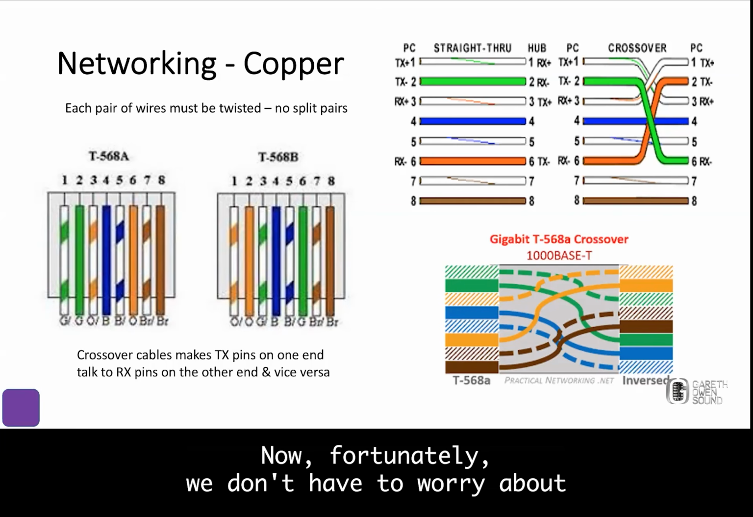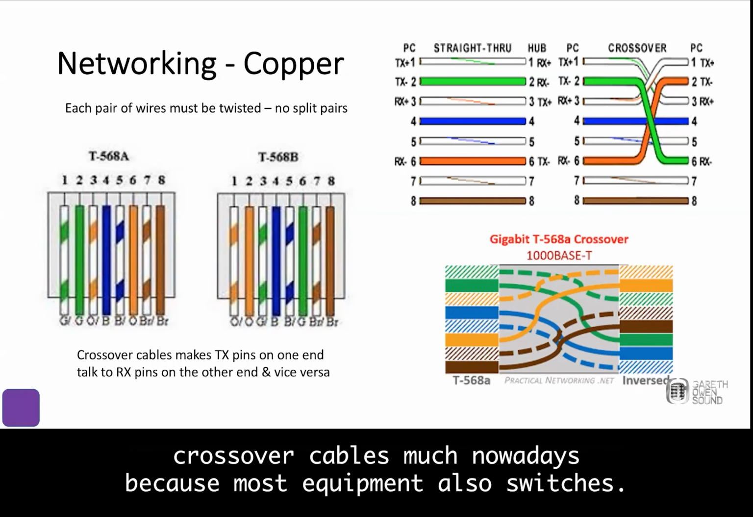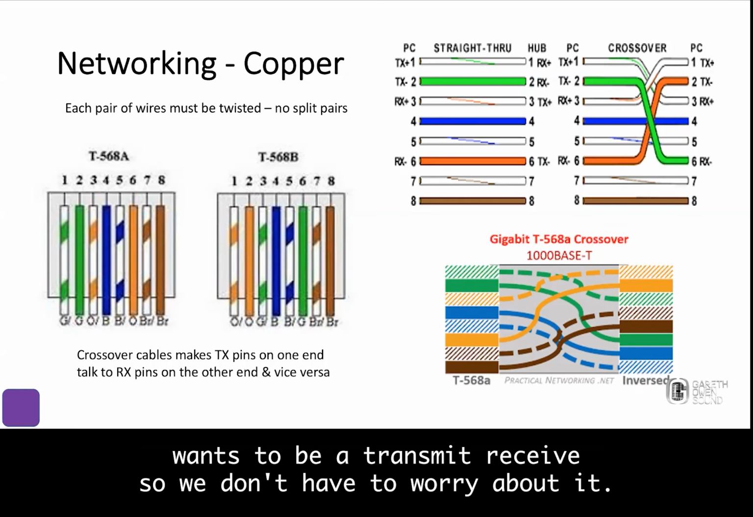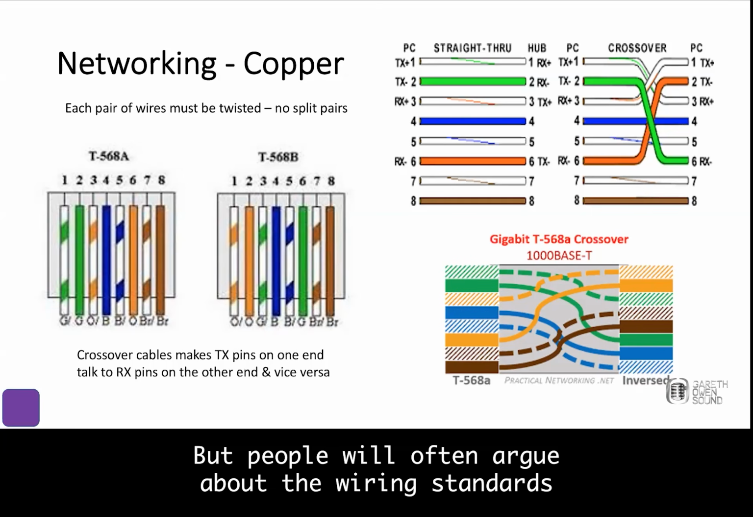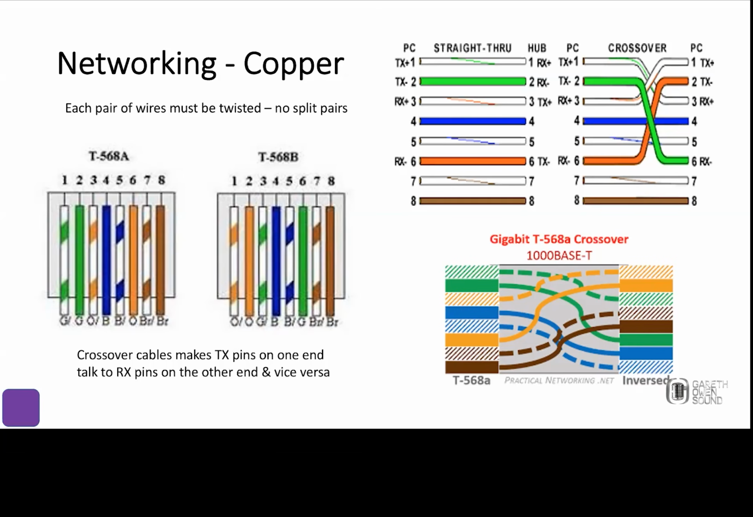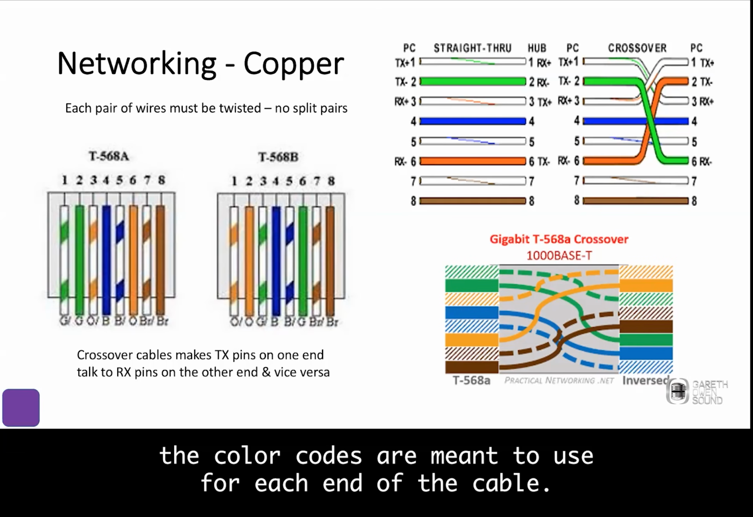Now, fortunately, we don't have to worry about crossover cables much nowadays because most equipment auto switches. So it detects whether it wants to be a transmit or receive. So we don't have to worry about it. But people will often argue about the wiring standards, the color codes you're meant to use for each end of the cable.